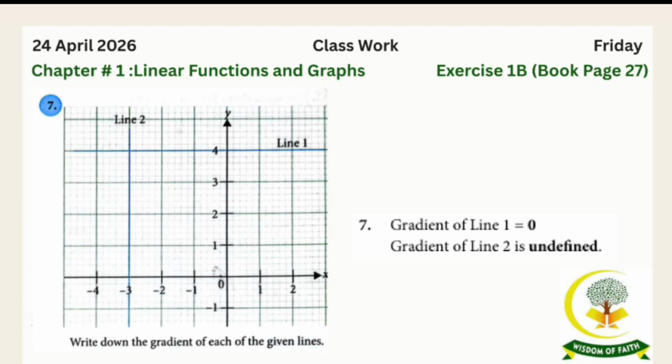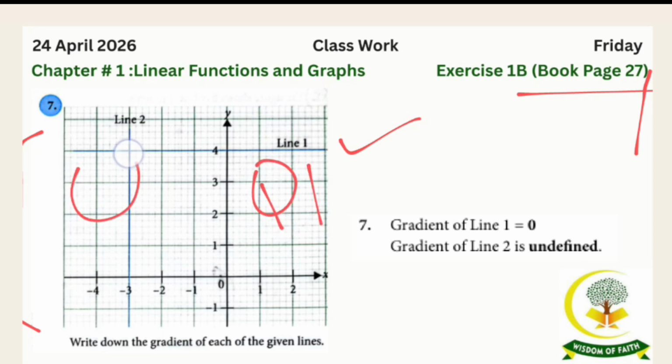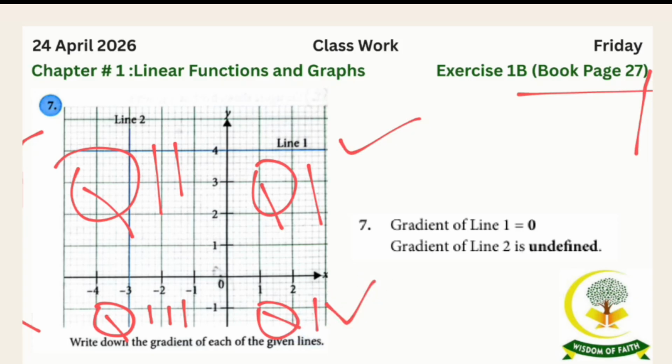This is your question. As you can see in your book, page number 27, we have this question. Clear? What we have to do, is there any line on it? No, there is no line. In quadrant 1, there is no line. Quadrant 2, there is no line. Quadrant 3, there is no line. Quadrant 4, there is no line, right? So what we have to do is just write the quadrant.